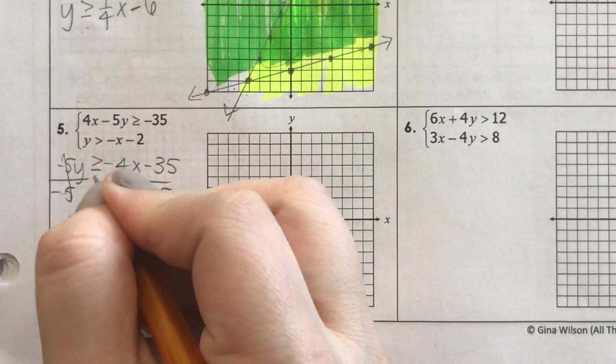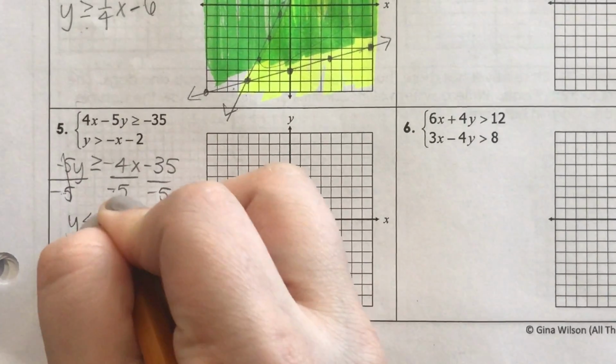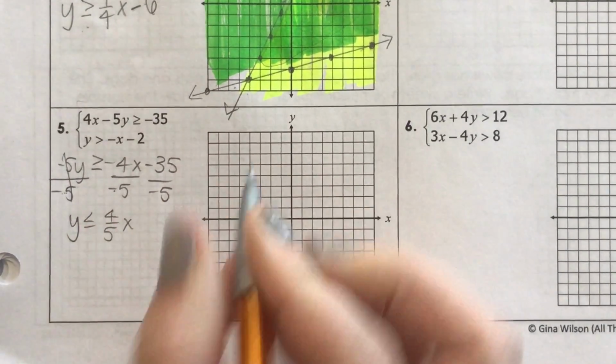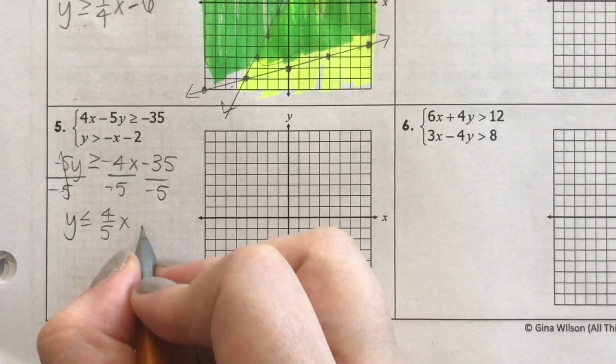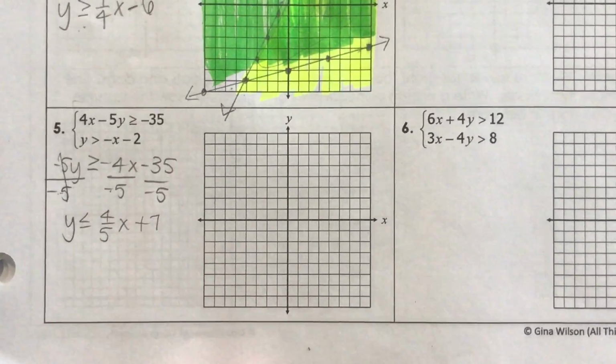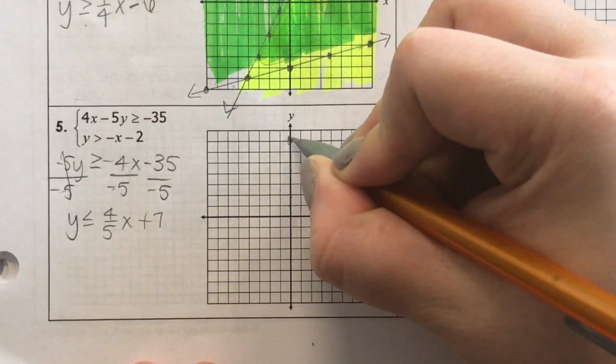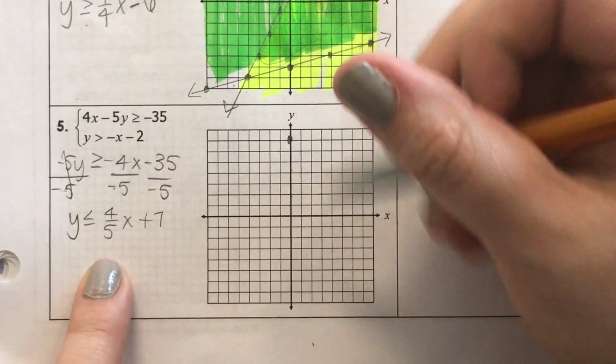I divided by a negative, so I have to switch the sign. Negative divided by a negative is a positive 7. Okay, so this time I'm starting at 7. 1, 2, 3, 4, 5, 6, 7. Going up 4 over 5.